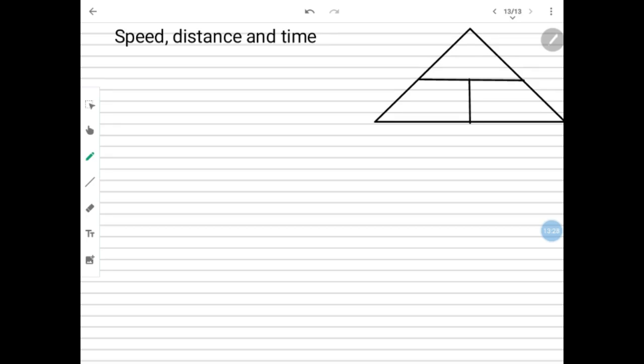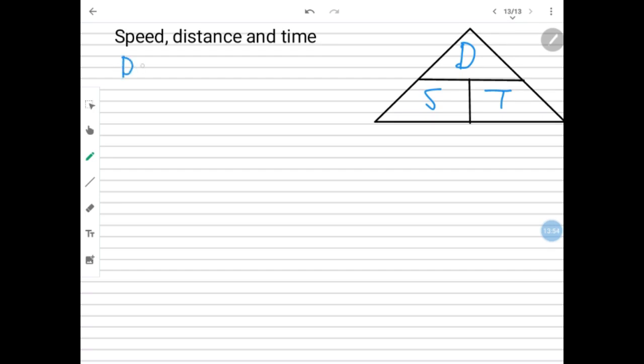Okay, so the information that we just want to write down quickly is this, that the triangle has distance at the top and then speed and time at the bottom. It doesn't matter if time is on the left or speed is on the left, as long as speed and time are at the bottom and distance at the top. That's the important thing. So your formulas that you have to calculate each of these, let's write that down quickly.